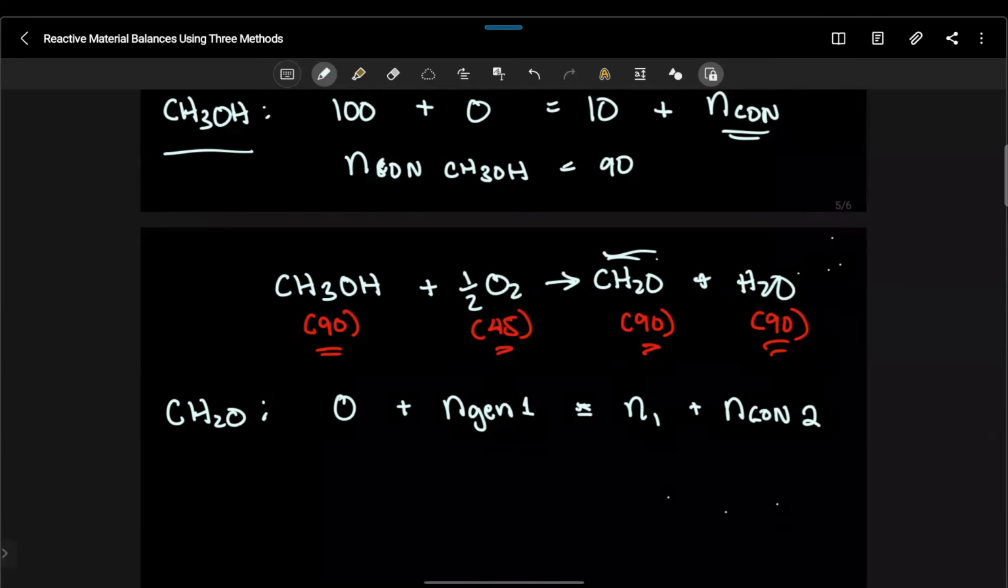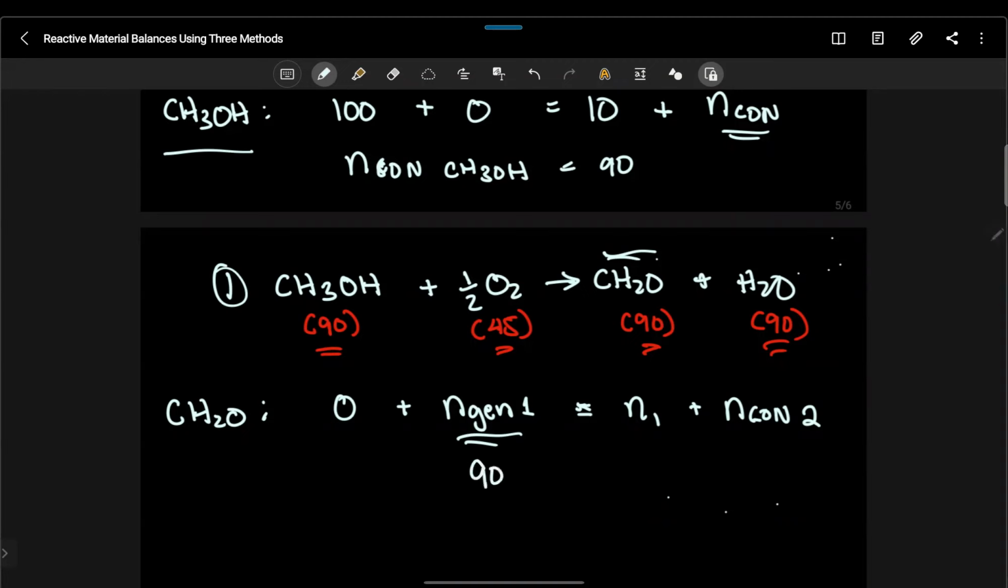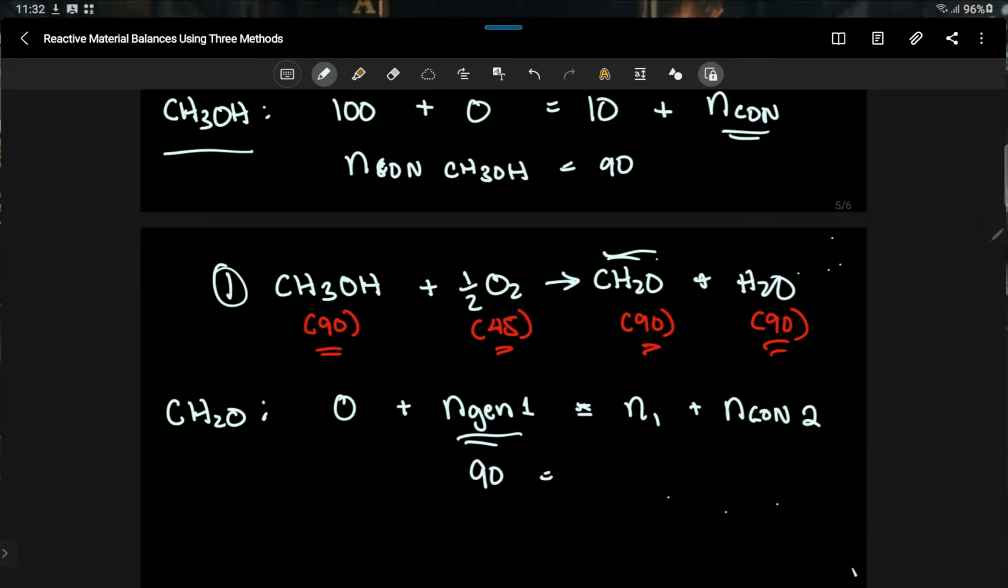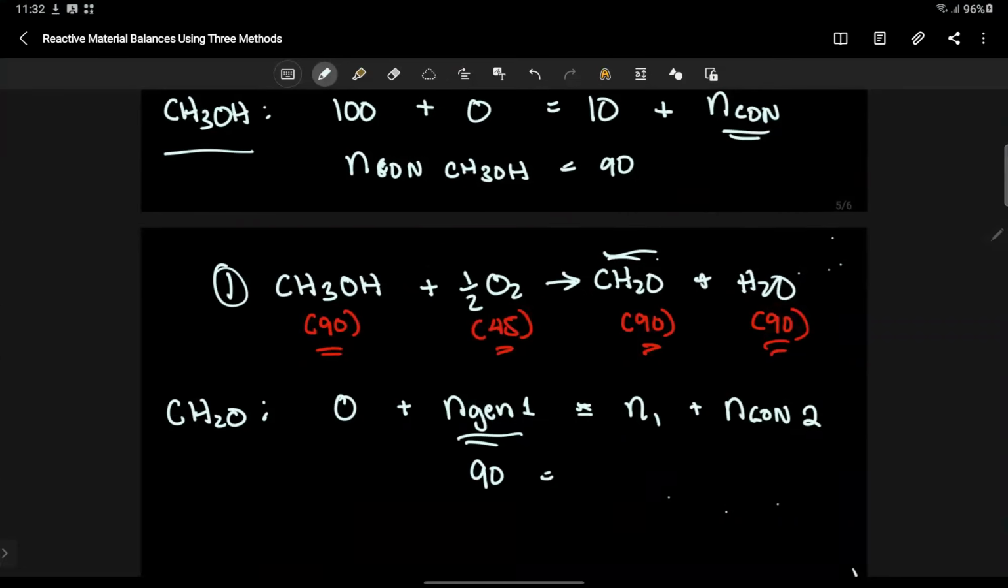Okay, so simplifying this a little bit, yung N1, alam na natin yan, kasi this is reaction 1, itong nasulat ko kanina. And we know na ang generated moles of formaldehyde is 90 from that given values above, equals N1. Si N1, we know the value, right? N1 is 75. So ang natitira na lang is N consumed 2.